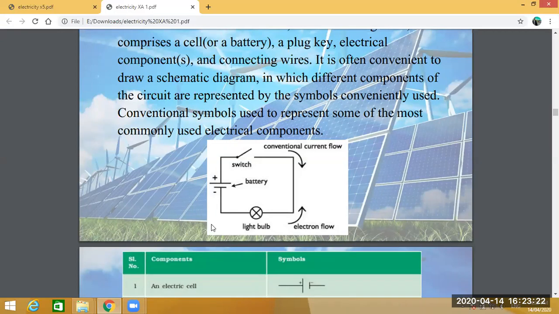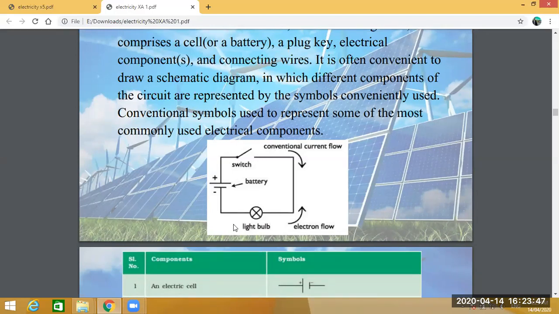And this indicates the direction of flow of free electrons in the conductor. This line indicates the conducting wire. Electrons always flow from the negative part of the circuit to the positive part of the circuit. On the other hand, conventional current flows from the positive part of the circuit to the negative part of the circuit.